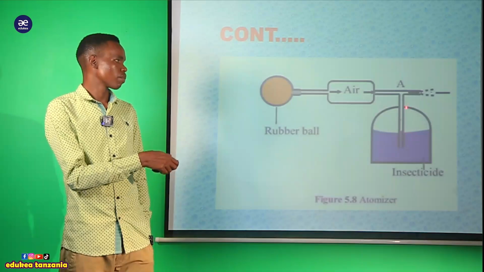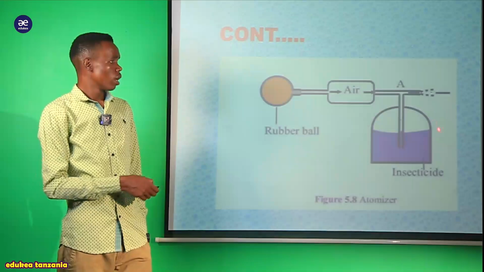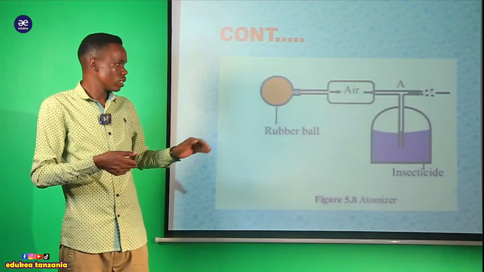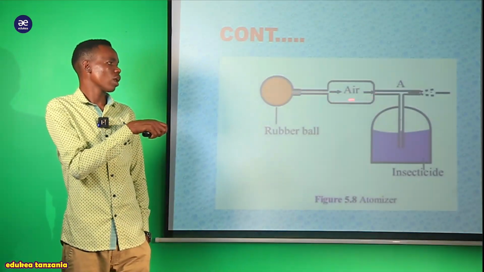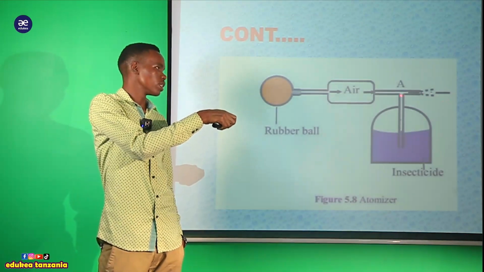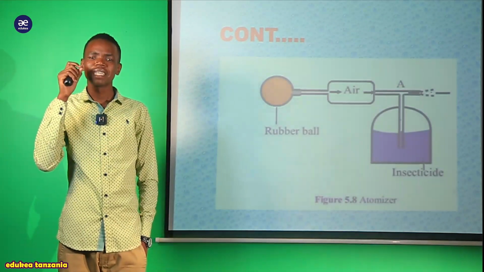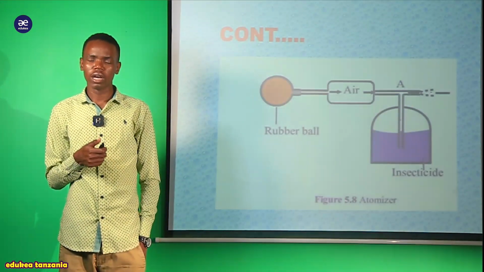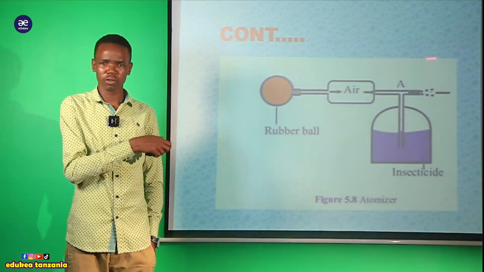This is the insecticide, and also we have the A representing the cross-section area, my dear students. As we see, when this ball is squeezed, it causes this air to rush through the narrow tubes. When it rushes, it leaves out from this narrow neck. But when it is leaving, it creates the highest pressure, which means the highest speed, as we try to see.